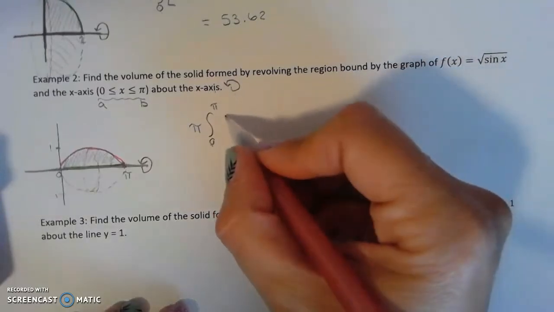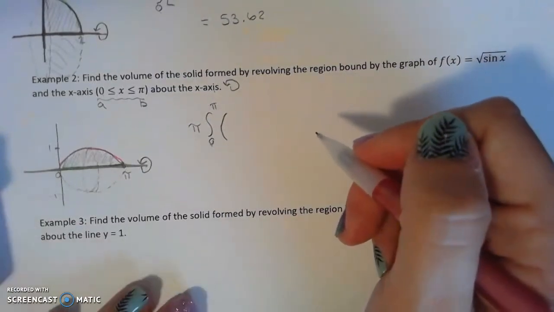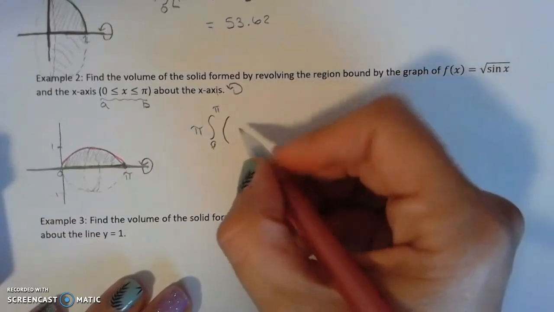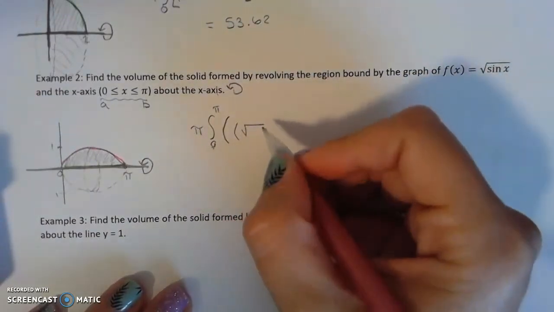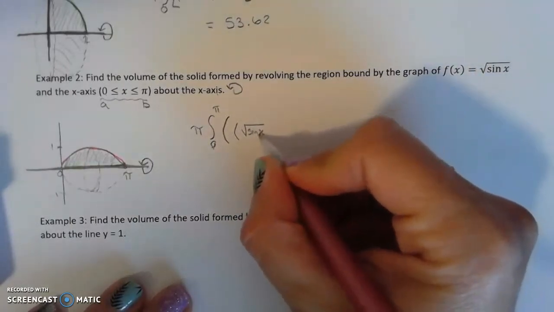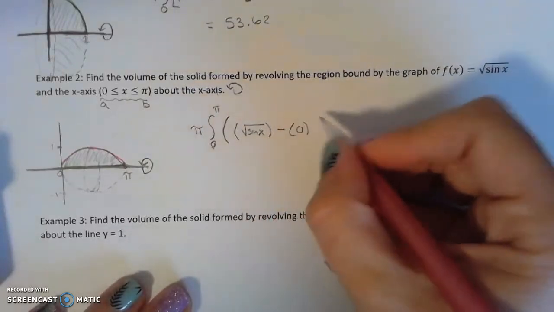Then we've got our function, so I'll put it in with parentheses so everybody sees how to type it on Desmos if you're using Desmos. Okay, this is going to give us our top function. Here our top function is the square root of sine x. Our bottom function is 0.